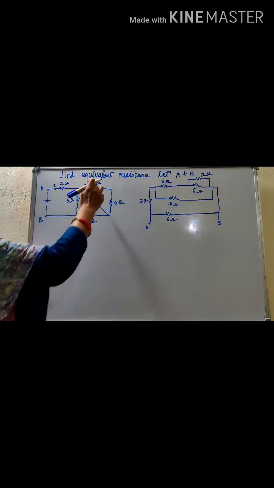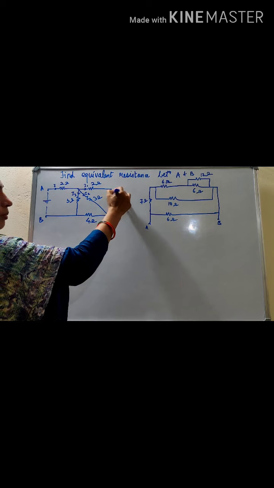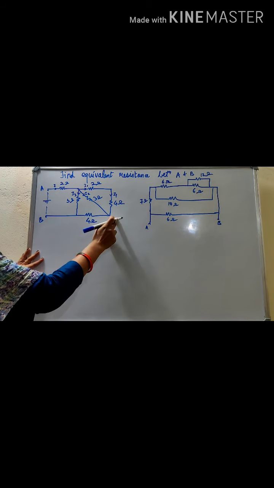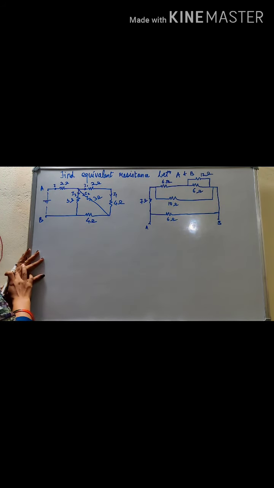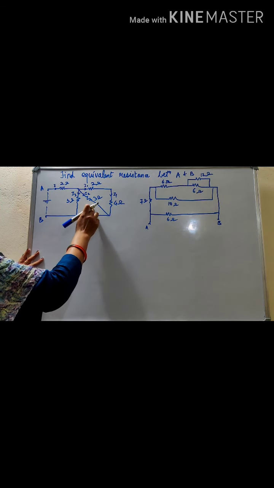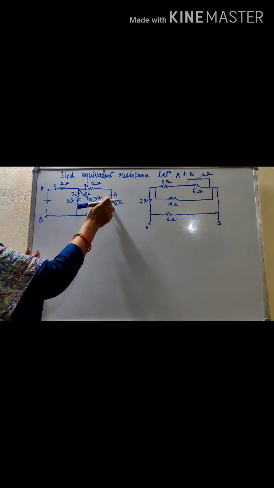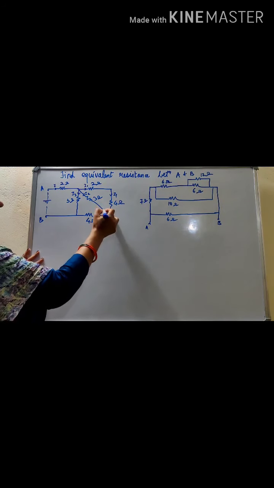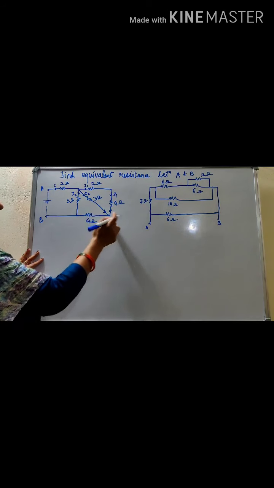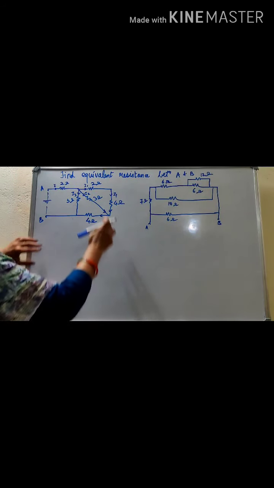Right? 3 branches. Now see here, this I1 doesn't have any other path, so the same current I1 will flow through the 4 ohm also. That means 2 and 4 are in series. Then here there are 2 different currents, that means I2 is in parallel with this combination, right?